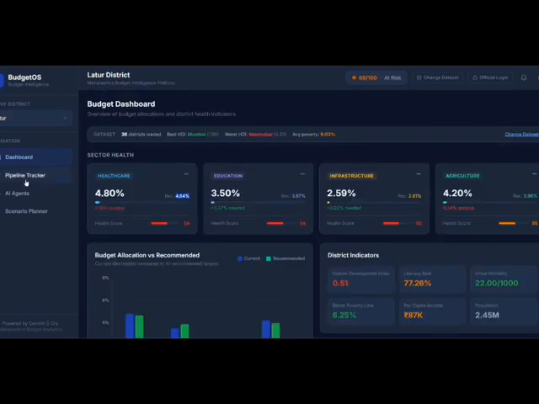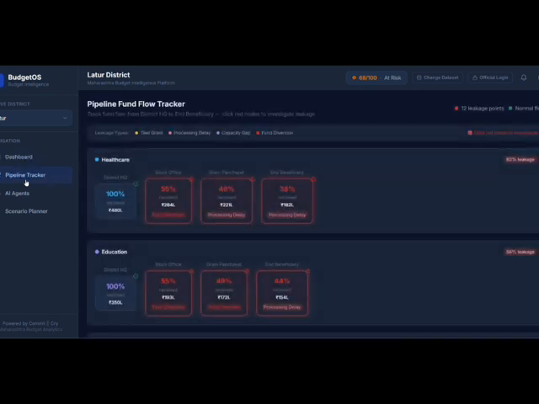Now, this is where it gets powerful. The pipeline fund flow tracker shows you exactly how money moves, or doesn't move, from district HQ all the way down to the end beneficiary. Four levels: district, block, gram panchayat, and end beneficiary.